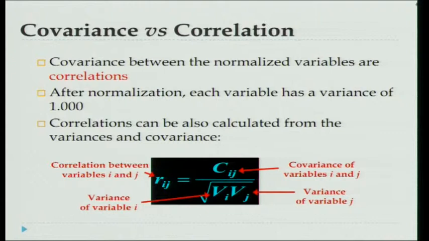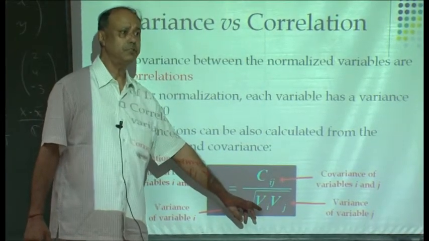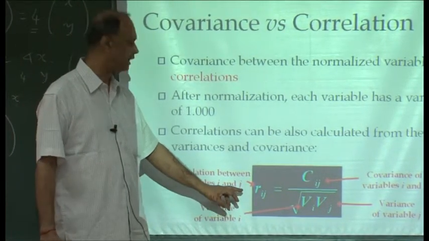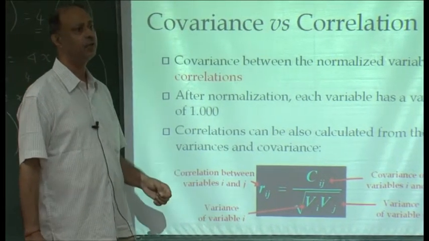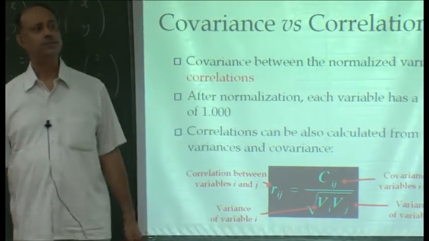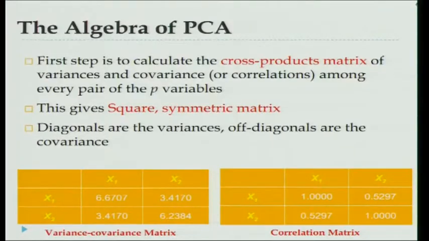Now, if I have the covariance matrix, that means Cij is the covariance between i and j, and if my variance is not 1, then the correlation matrix Rij, the correlation between i and j, becomes Cij divided by the square root of Vi and Vj. Am I right? Yes. Now this can be rewritten.